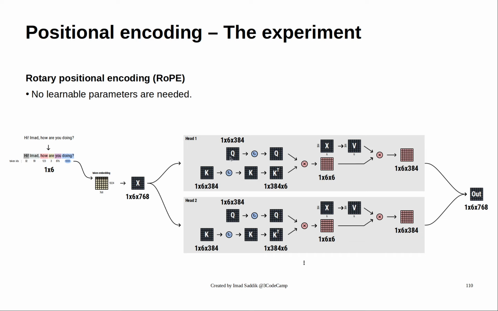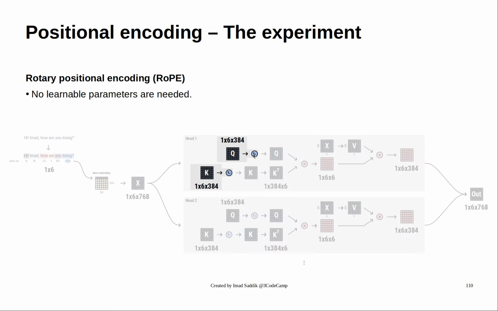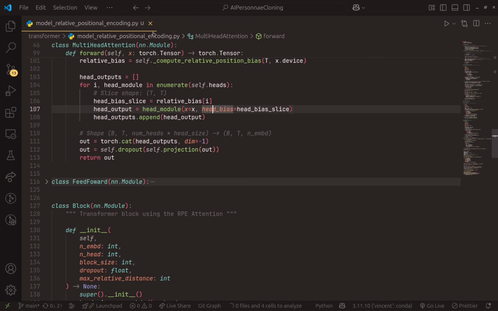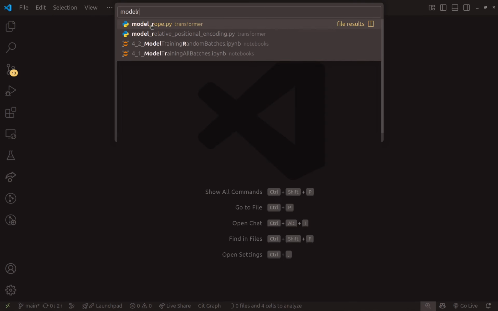You can see that here, the only thing that you need to change is this. When you create the key and query tensors from the inputs, you will rotate them before calculating the attention weights. So when we go to VS Code, we are going to focus on this part. Don't care about the other parts, just look at this one. You can see that here, this icon means that we are going to rotate that tensor. Let's go to VS Code and let's search for model rope.